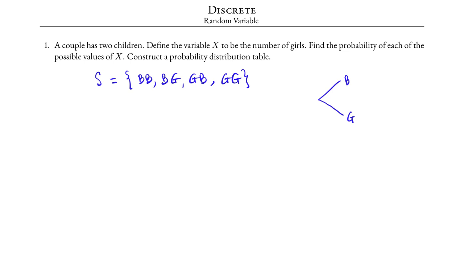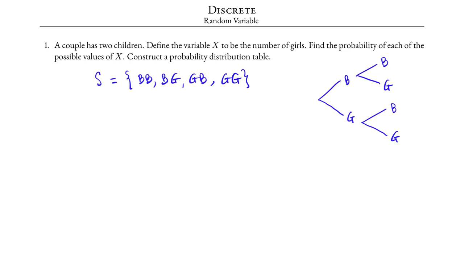If the couple has a boy the first time, then the second time the couple might have either a boy or a girl. The same thing: if first the couple has a girl, then the second time the couple might have either a boy or a girl. And there it is: BB, BG, GB, GG, all four possible outcomes.